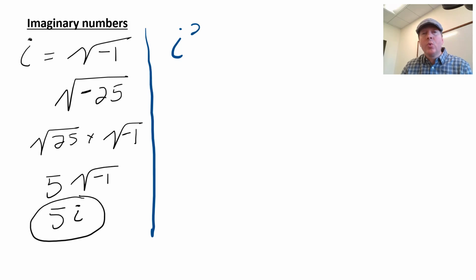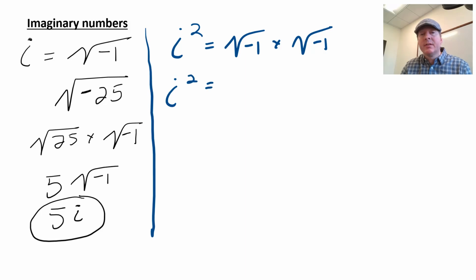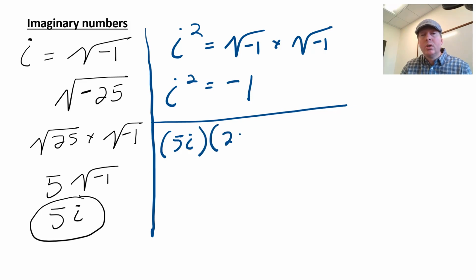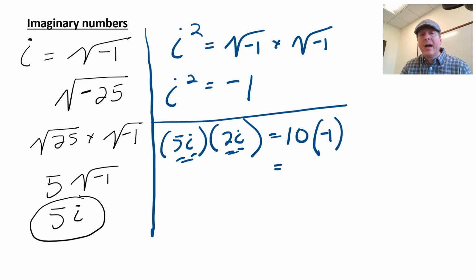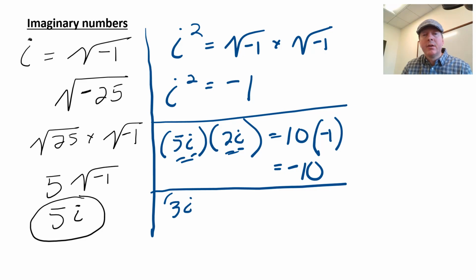Suppose I saw i squared. That's the same as the square root of -1 times the square root of -1. That is, i squared is the same thing as simply -1, okay? So if you asked me what is 5i times 2i, well, 5 times 2 is 10, and i times i is i squared, which is -1, so 5i times 2i is equal to -10. Suppose you saw 3i squared. Well, that means you square the 3, and you also square the i. So 3 squared is 9. i squared, we said, is -1. So 3i squared is -9.